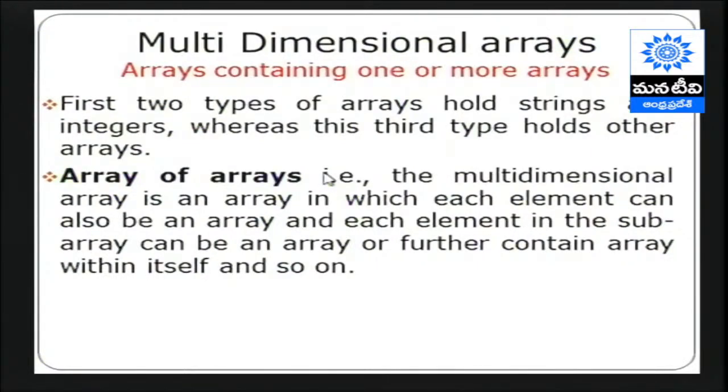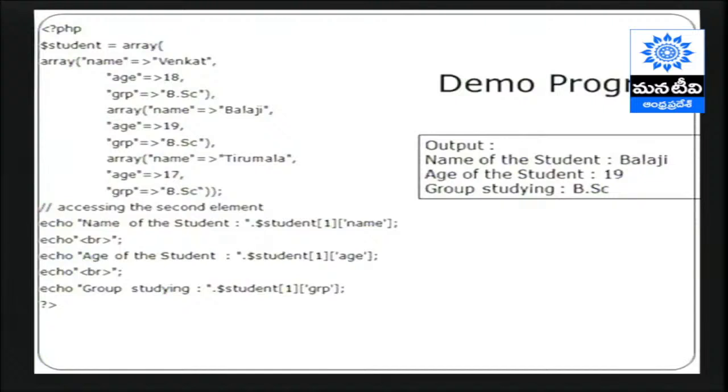Unlike the other two types of arrays, these multi-dimensional arrays are also called an array of arrays. Here each element in the multi-dimensional array is itself an array, or it can be an element. So these multi-dimensional arrays are also created using the array function. Here I have written a program through which we can create the array and we can access the array elements.